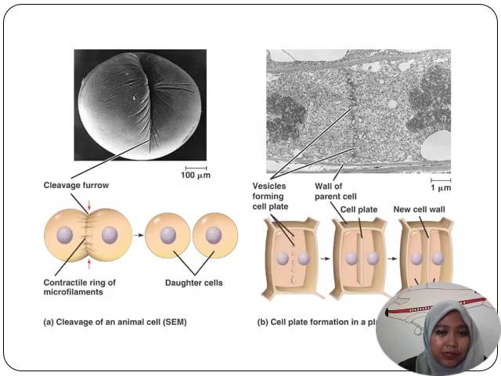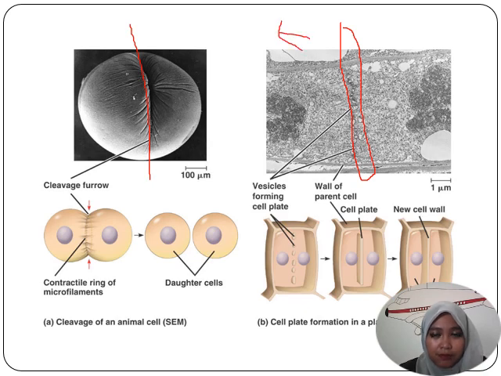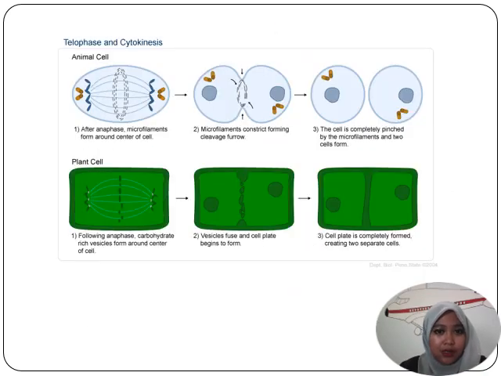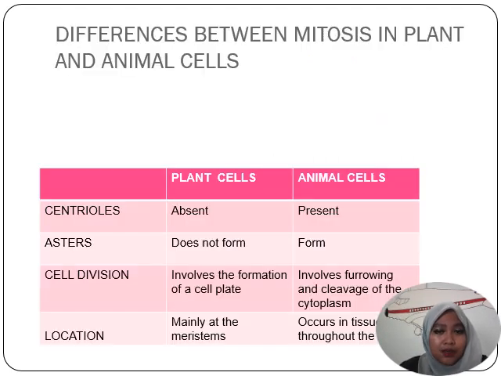As I mentioned earlier, this is the cleavage furrow. This is what we call it for plants. They are made from vesicles and merge together to become two individual cells. Same thing. Differences between mitosis in plant and animal.